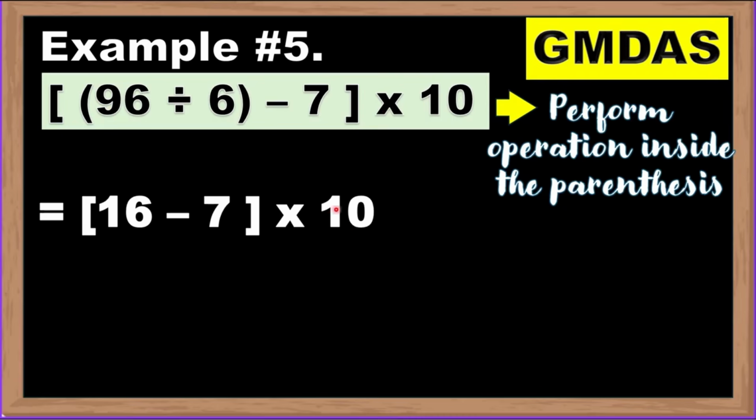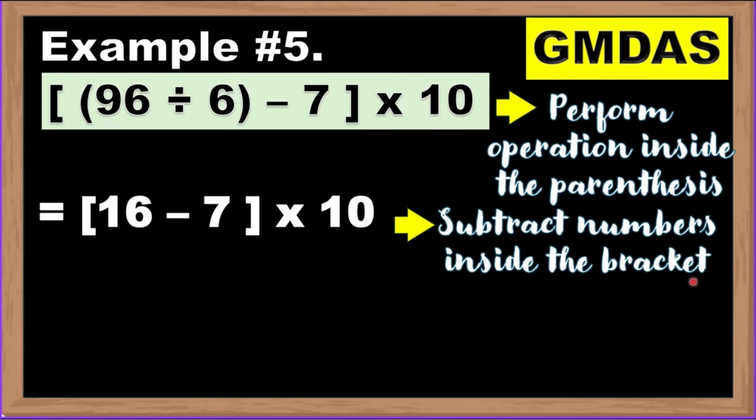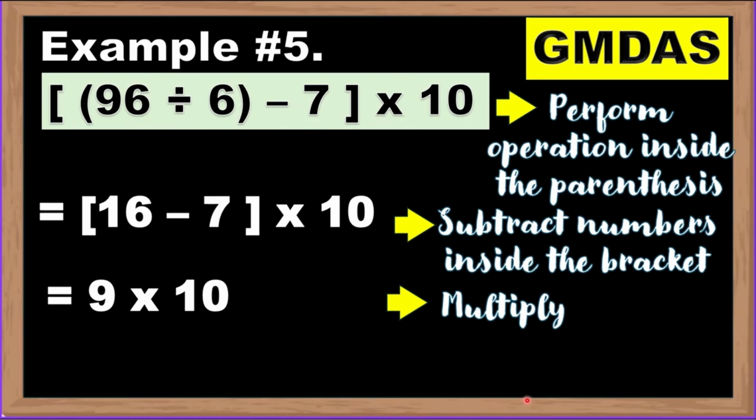And then the next step is to subtract numbers inside the bracket. So the numbers inside the brackets are 16 and 7. So 16 minus 7 is 9 times 10. Then for the final step, we multiply 9 and 10. So 9 times 10 equals 90. So the final answer is 90.